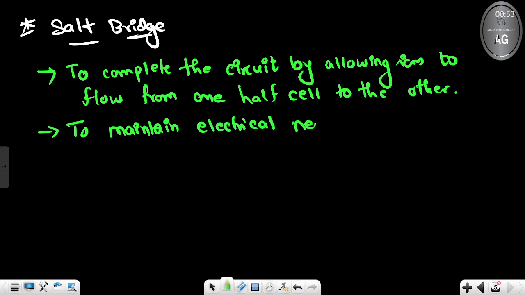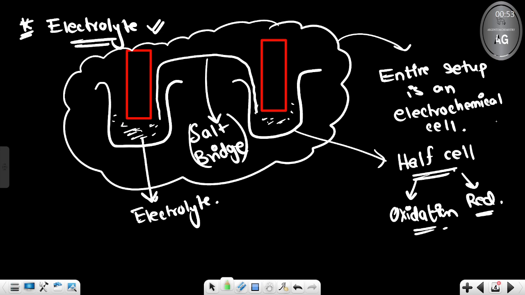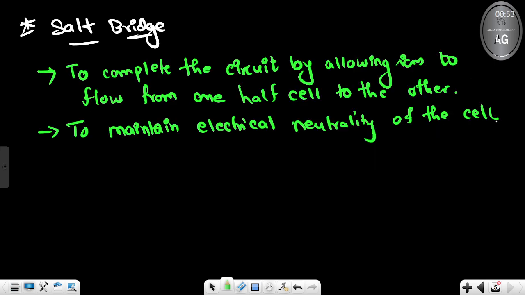The second is to maintain the electrical neutrality of the cell. The entire electrochemical cell must be electrically neutral. So, to maintain the electrical neutrality of the cell. Clear? So what does it mean?